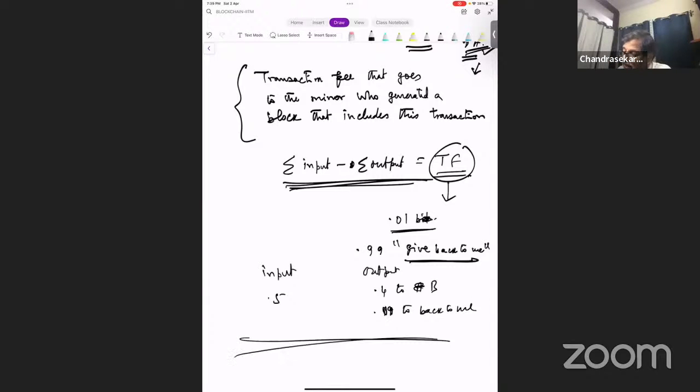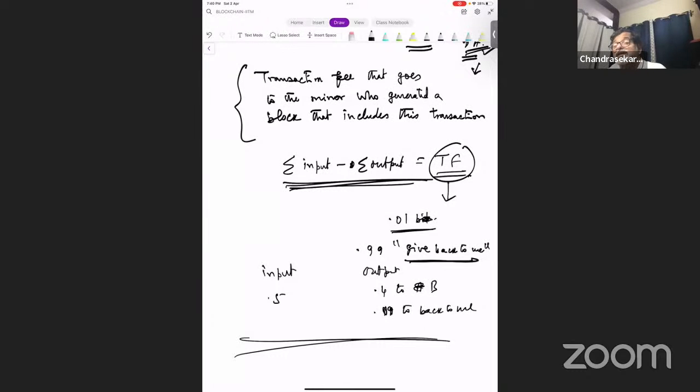This is how your transaction will say. Automatically 0.4 will go to B, and 0.09 will come back to you. Then what about the difference? The difference will go to the miner who has processed your transaction, included it in the block, broadcast everything, and put it in the blockchain. For all of that, he is going to get some fee.